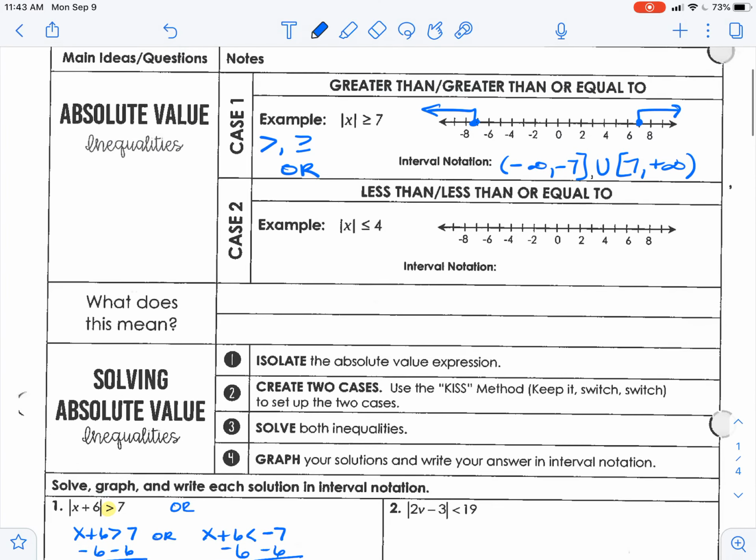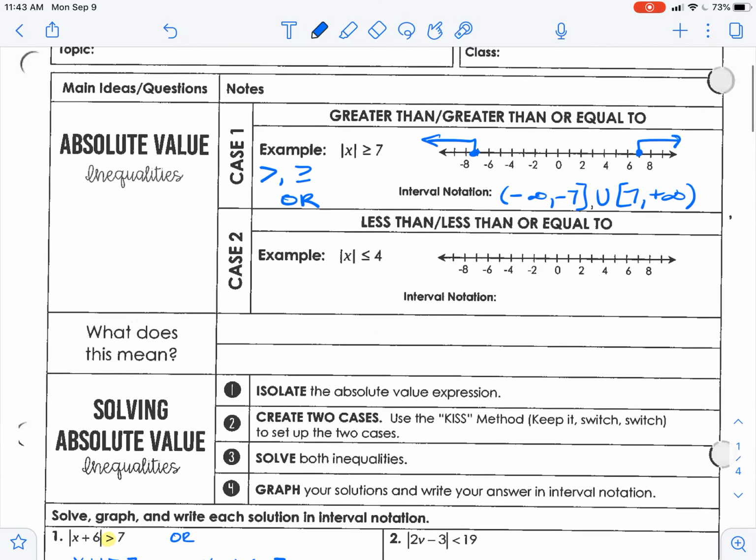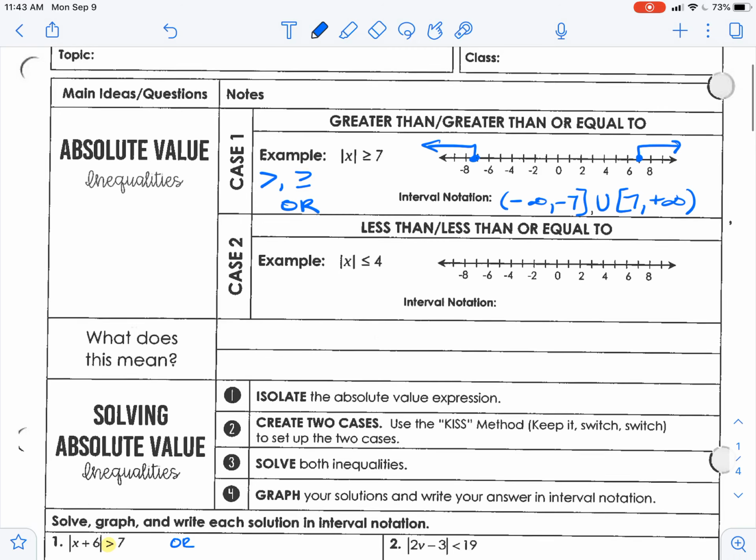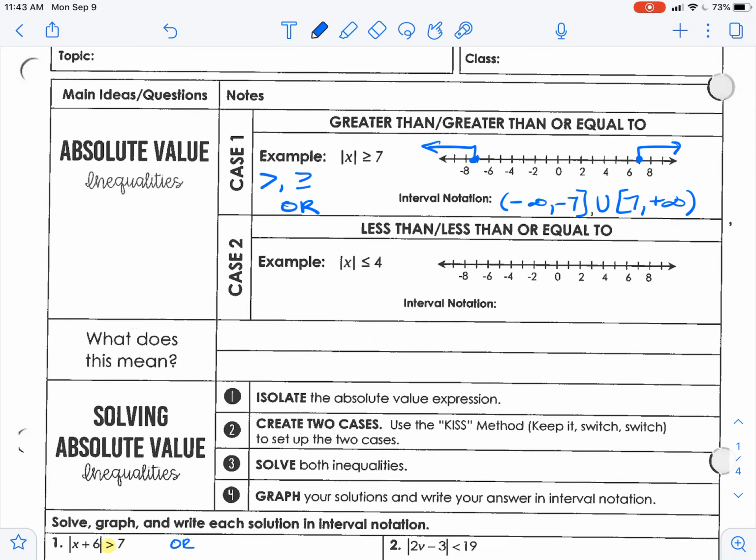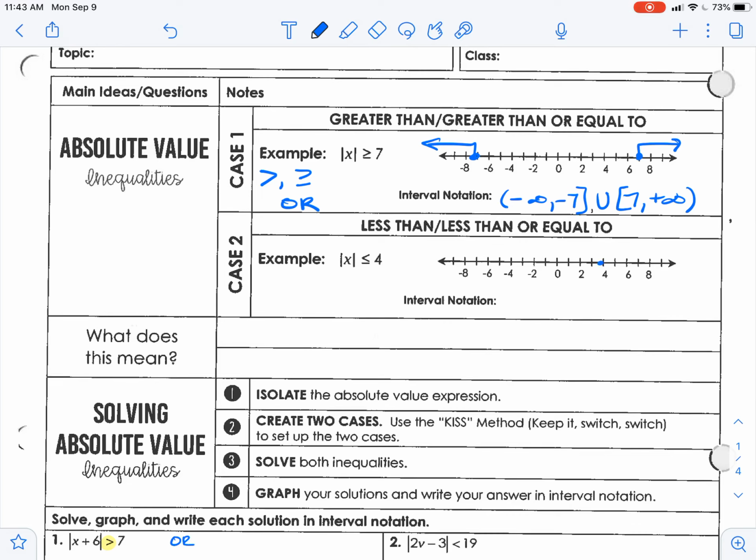Okay, so now let's look at the other case. What if it is a less than or equal to? So I want it less than or equal to 4. Would 4 work? Well, 4 would make it equal. Would 3 work? Yes. Would 5 work? No, 5 does not work. Okay, 2, would it work? Yes. 1? Yes. 0? Yes.